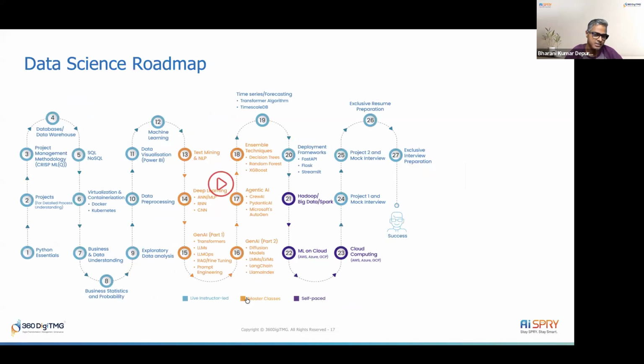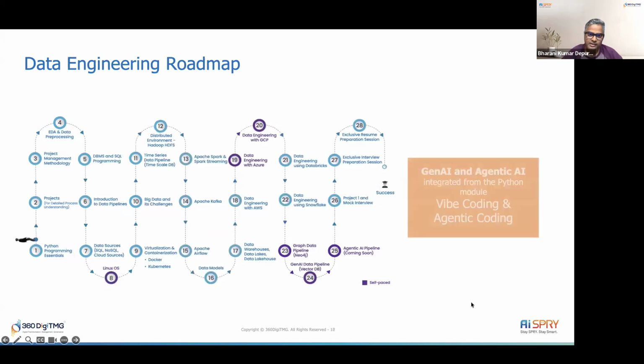Same is the case with data science as well. We will teach you large language models, MLOps, RAG, prompt engineering, diffusion models, LLMs, LangChain, Llama Index, agentic AI suite of products such as Crew AI, Pydantic, Microsoft's Autogen, all of that. And then data engineering will teach you Apache Spark, Kafka, Airflow, Docker, Kubernetes, data modeling, data engineering on AWS, Azure, GCP, Databricks, Snowflake, and the list would go on and on. Again, the key is Gen AI, agentic AI, vibe coding, agentic coding. If you know these, your tasks, your work will be faster.